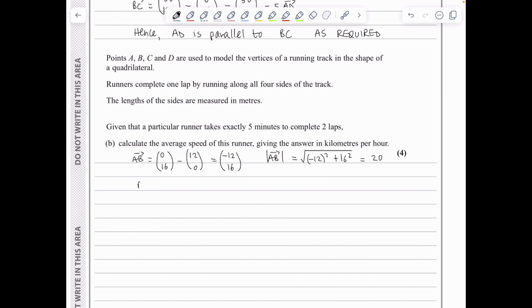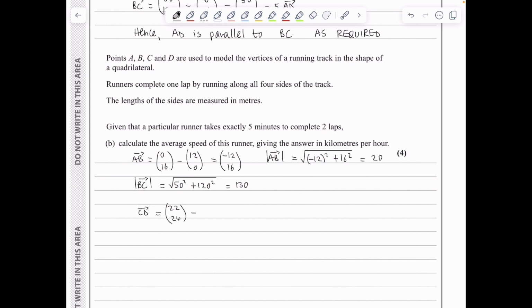Now for BC, we already found the vector BC, so the magnitude of BC will simply be the square root of 50 squared plus 120 squared, which gives an answer of 130. And then we proceed with the vector CD. Well, the vector CD will be the vector D, which is (22, 24).